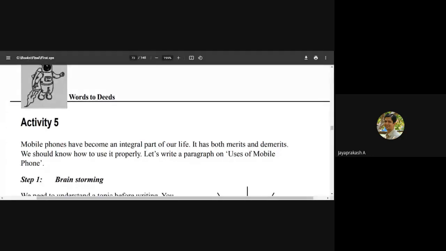So let us come back to the paragraph. Suppose we are given a topic to write. Here it is a very easy topic, but suppose you get a very slightly different topic to write. Immediately as you get the topic, is it possible for you to write a paragraph? Is it possible, yes or no?